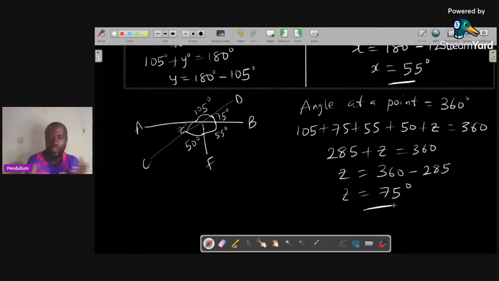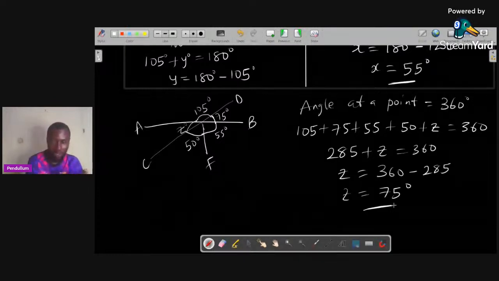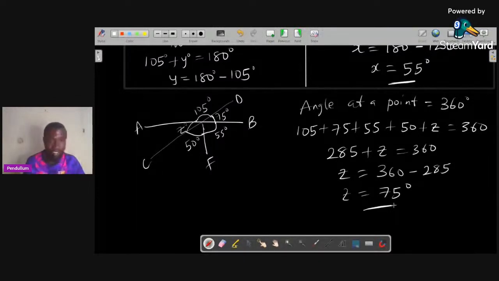So the only thing you need to remember here is your line theorems: angle on a straight line, angle at a point, alternate angles, corresponding angles, vertically opposite angles, and all of that. So that's that for number three.